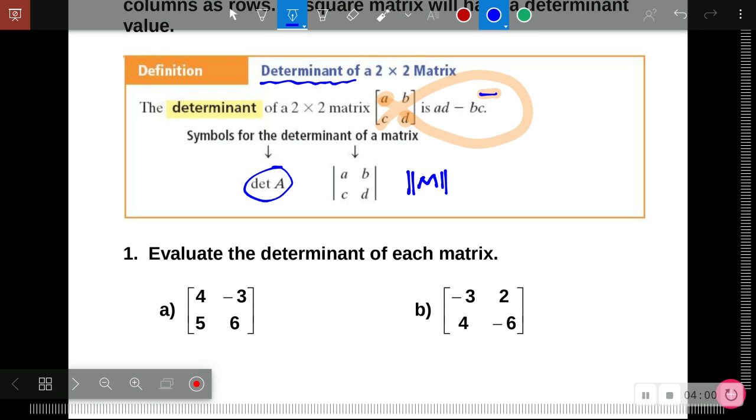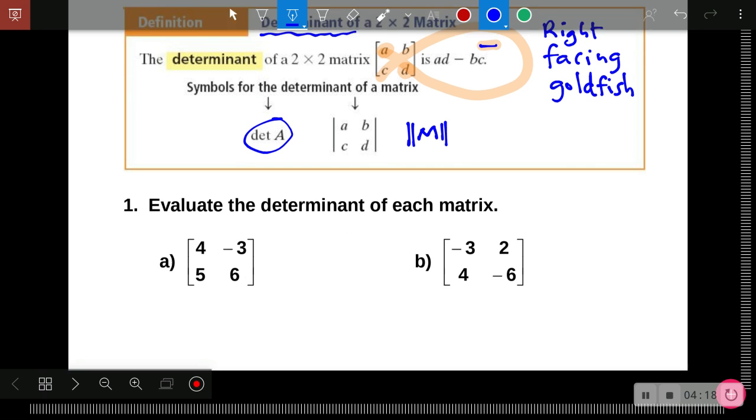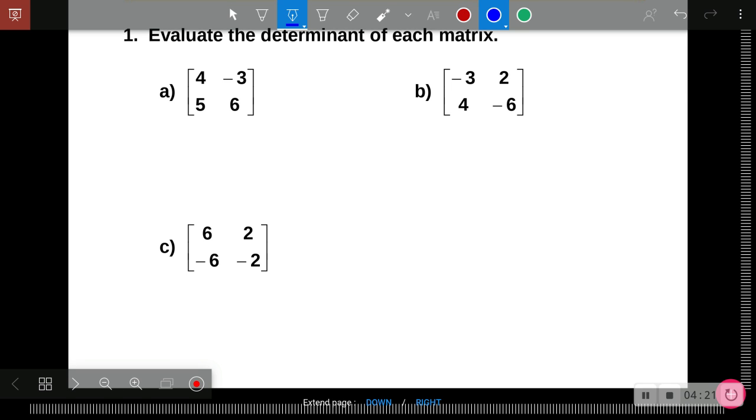Okay, so this is a right-facing goldfish. We determine, if I can spell gold, a right-facing goldfish. Obviously, he's gold. Okay, so let's actually get down to doing a couple of these. The first determinant we're going to be doing here would be 4 times 6 would be 24, minus, remember, put the minus, negative 3 times 5 is negative 15.